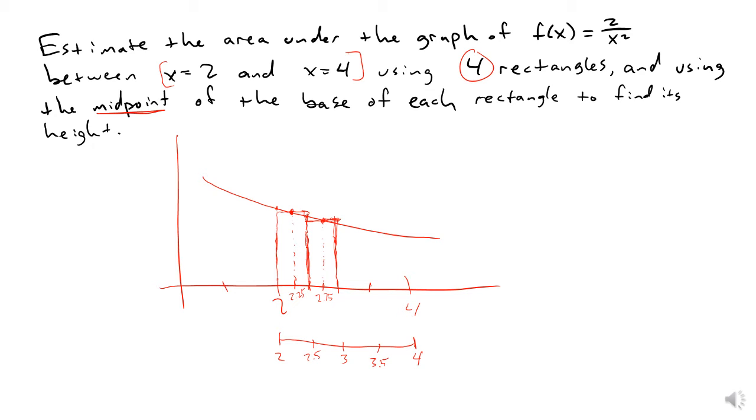All right, so then you can continue it in this way. It's pretty straightforward, I think, from here. The next interval is between 3 and 3.5. Again, we start working on finding this rectangle, but we need to decide how high it is. And we're using the midpoint, so between 3 and 3.5 that would be 3.25.